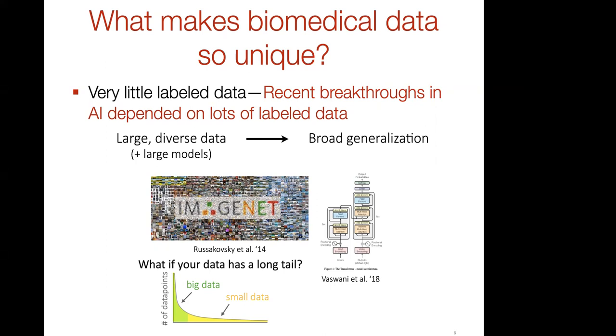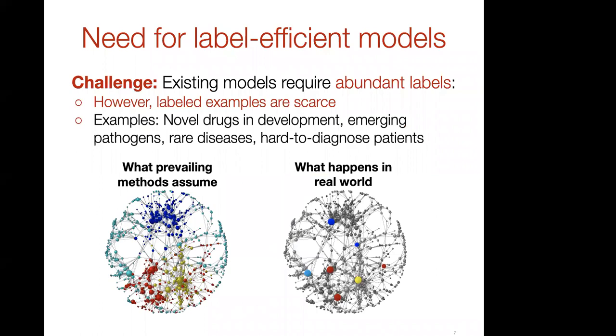Those very large data sets have enabled machine learning engineers to build and train models with many parameters that then led to broad generalization. The problem is that for many problems that we are very excited about in biology and medicine, there are no such very large labeled data available. That creates an urgent need for models that are label efficient, that can work in situations where we have only a small number of annotated examples. There are many domains where this is a real problem.